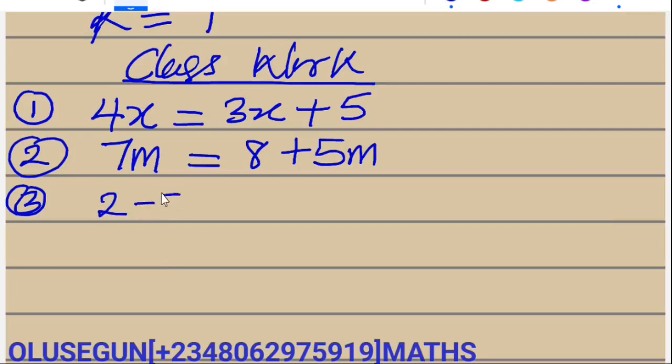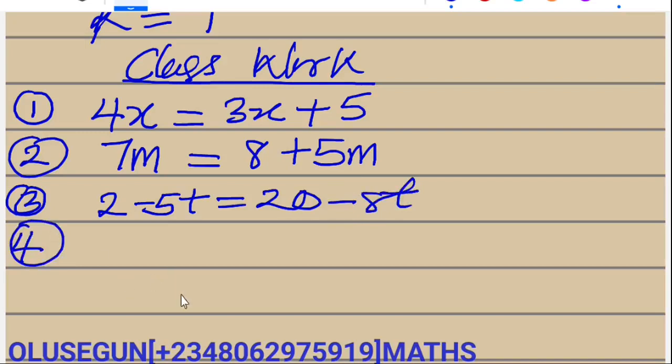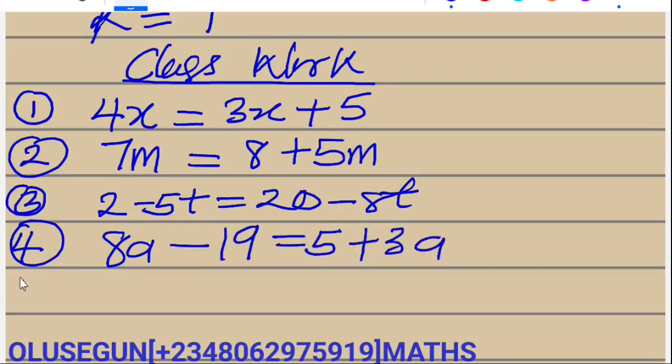Mathematics is not easy without practice. Number 3: 5t is equal to 20 minus 8t. Number 4: 8a minus 19 is equal to 5 plus 3a. So let's just have this classwork.